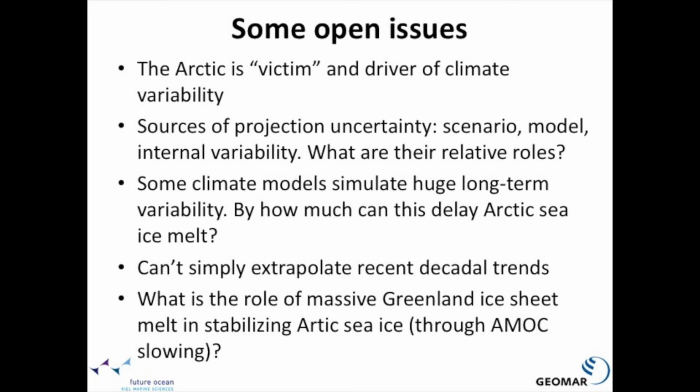So the second point, sources of projection uncertainty. There are three sources. We have heard this already. Okay, so model uncertainty, scenario uncertainty, and internal variability. Internal variability is quite a significant source, especially on short time scales. So if we think about the next decades, we can't neglect internal variability. That's probably the major source of the total uncertainty.